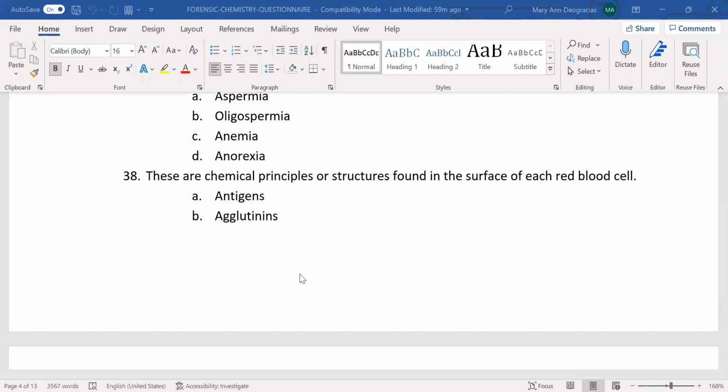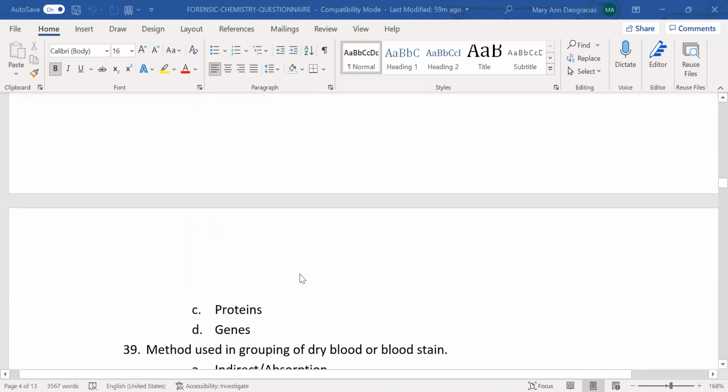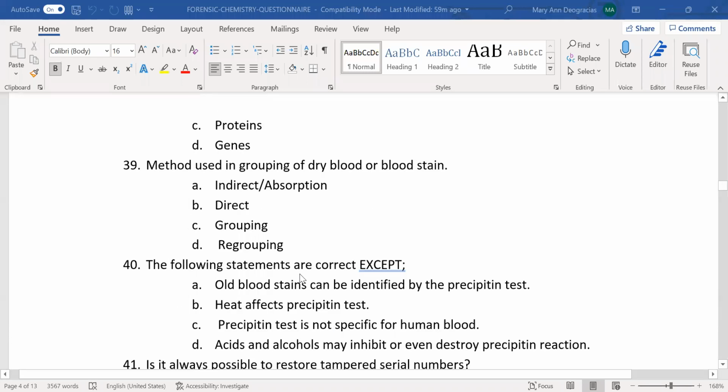Okay, 38. The answer is letter A. Next. The method used in grouping of dry blood or blood stain. Binabanggit ko kanina yan. What method? Blood stain. Indirect absorption, direct grouping, regrouping. Sa letter A, it's indirect method.